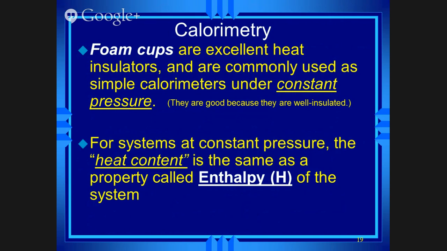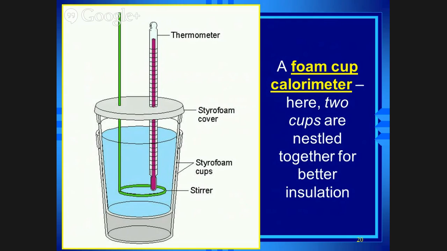For systems at constant pressure, the heat content is the same as a property called enthalpy. We have seen the delta H's before, H for enthalpy of the system. Remember, we don't really measure heat so much as we measure changes due to changes in temperature. So here would be an example of a foam cup calorimeter. There's actually two foam cups, so the one is insulating the other. And then we have a solution inside in which we can measure any temperature changes that occur.